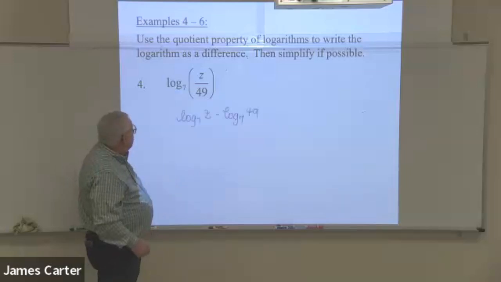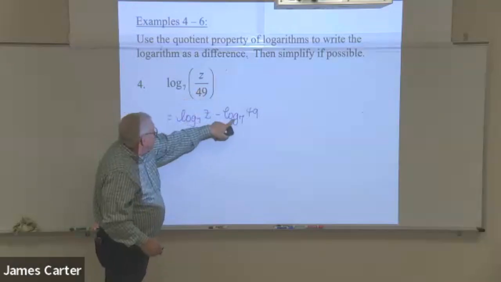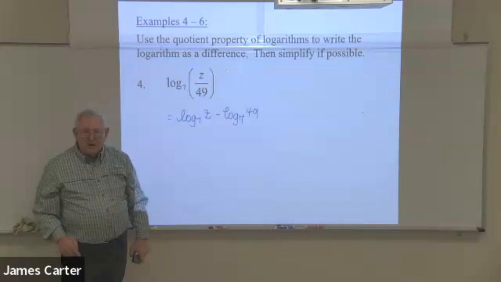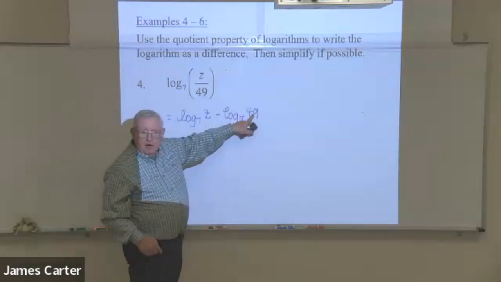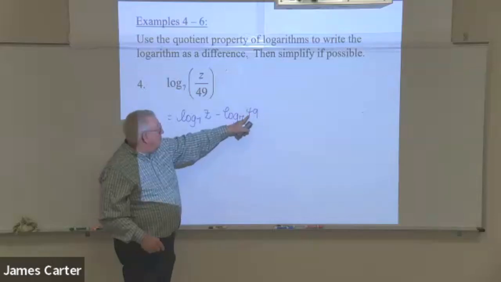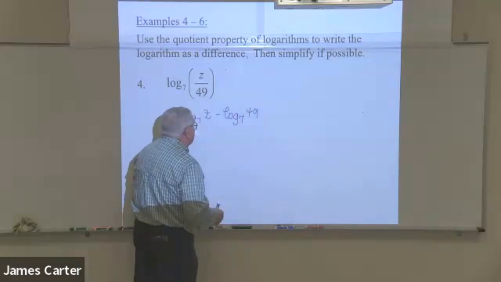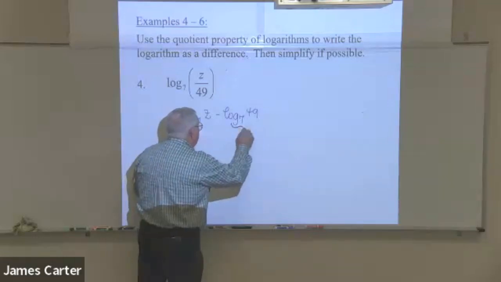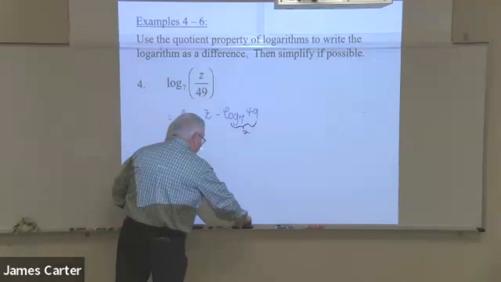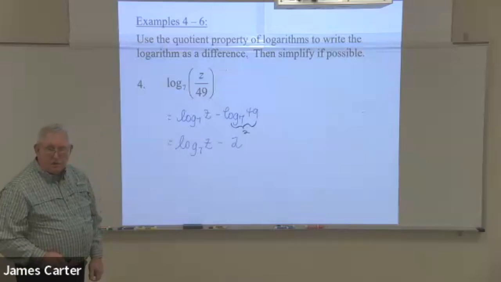Okay. So this breaks down into log 7 of z minus log 7 of 49. Now, here's what you were wanting to know. 7 is the power of 49. 7 to what power is 49? 2. So that means that this thing is equal to 2. Okay. Now, there would be your final answer on this one.